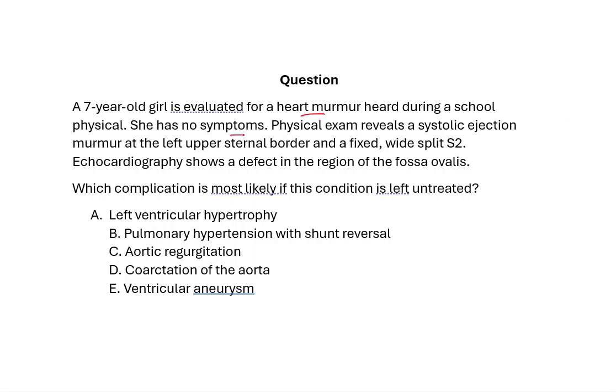She has no symptoms. Physical exam reveals a systolic ejection murmur at the left upper sternal border. So, that's at the pulmonic area, right? The area that they described. She also has a fixed wide split of S2, right? So whenever you see fixed wide splitting, you're thinking of atrial septal defect.